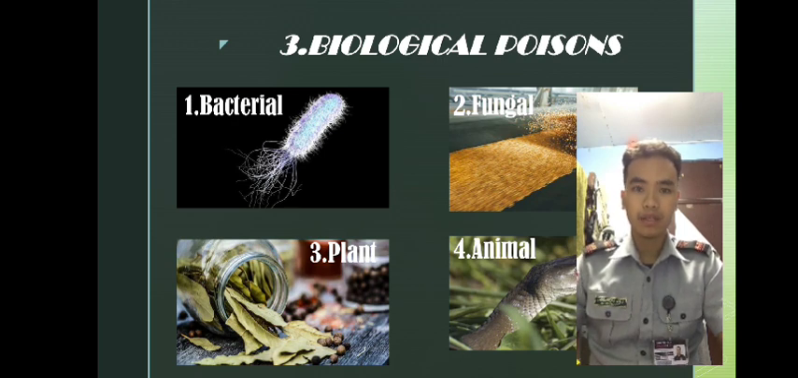Third, plant toxins. Many plants produce toxins as a defense mechanism against predators. Examples include the toxin ricin from castor beans and cyanogenic glycosides from cassava and other plants. Fourth, animal toxins. Venomous animals like snakes, spiders, and scorpions produce toxins that can be poisonous to humans. Marine animals like jellyfish, cone snails, and blue-ringed octopuses can also produce toxic substances.